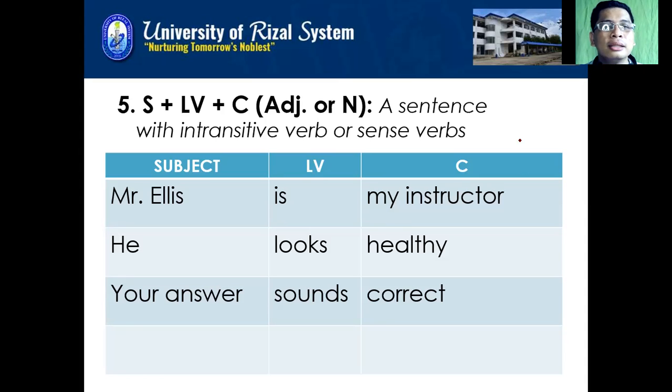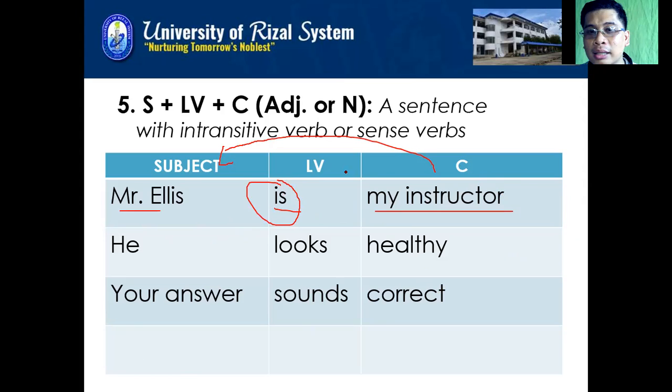And our first example: Mr. Alice is my instructor. So the subject is Mr. Alice, and our linking verb is "is." Our complement here is "my instructor." As you notice, "my instructor" is not an adjective. It is a noun, actually a noun phrase, that functions as an adjective because it is telling us about Mr. Alice. So the idea here is connected by the linking verb "is."